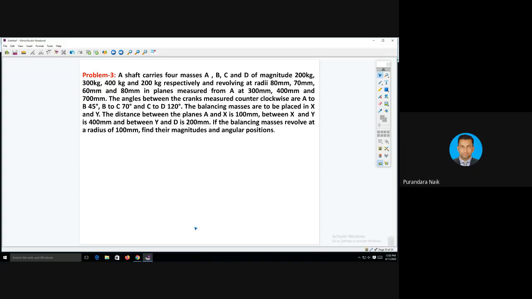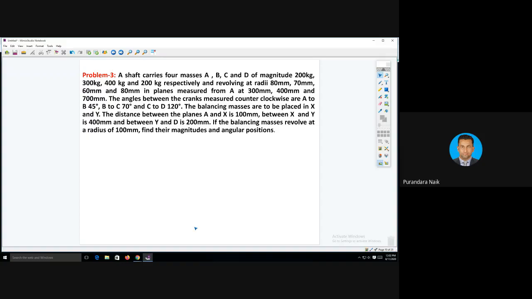And the balancing masses are to be placed. Here there are two more masses. It is called a balancing mass, because if you have only four masses A, B, C, D, then the system will be in an unbalanced condition. To balance it, we are going to add some more masses, that is X and Y. There are two different balancing planes, X and Y, and those two masses are placed in the X and Y planes.